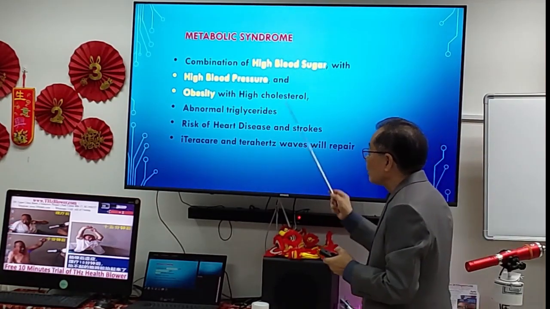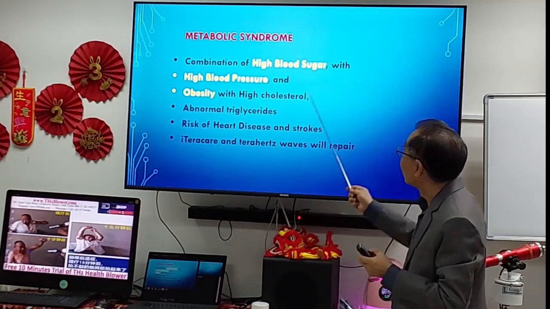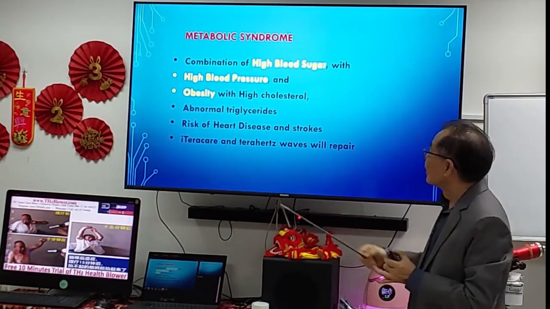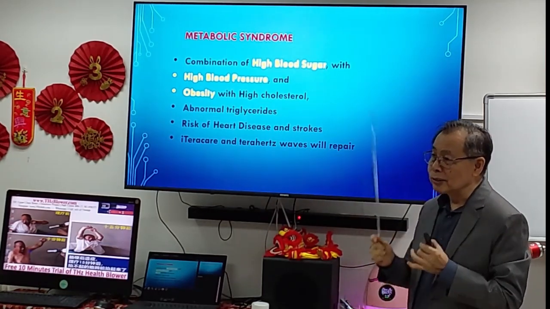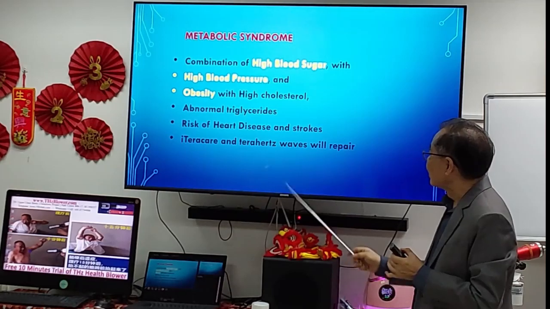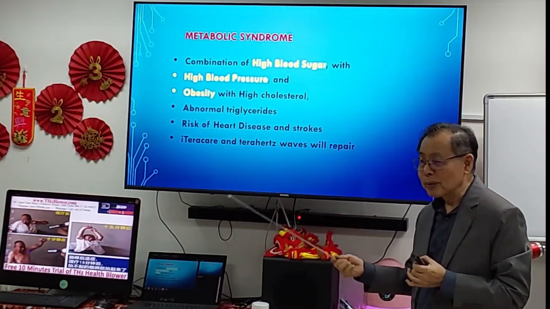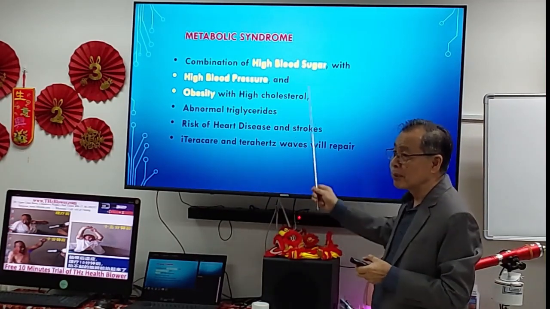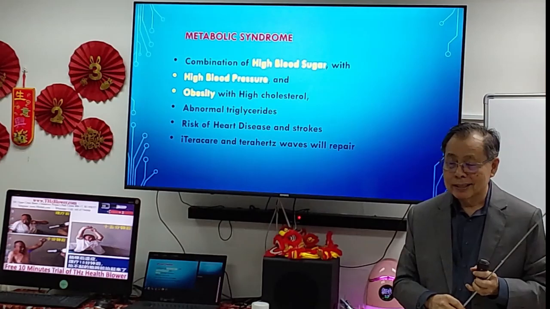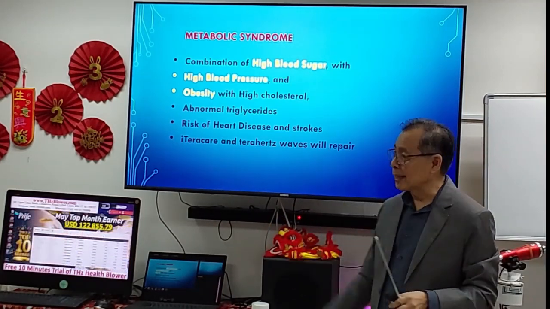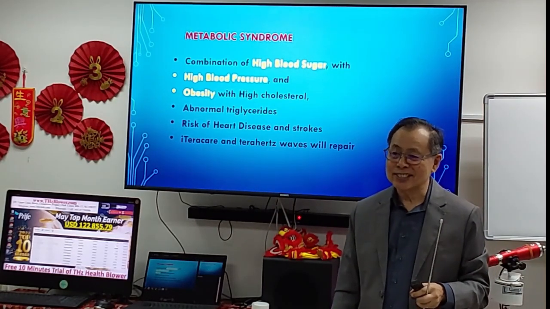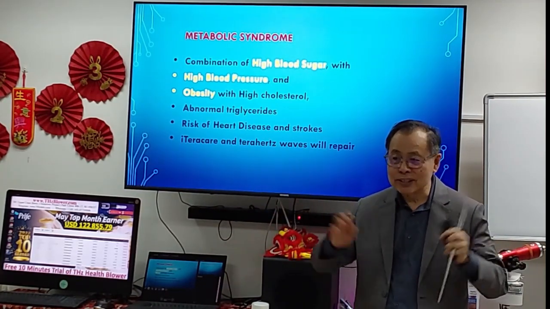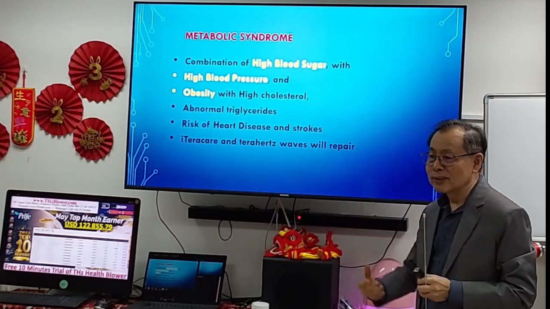So we call this metabolic syndrome. Three things you must remember: high blood sugar, high blood pressure, and obesity. Obesity always means high cholesterol. So these three things constitute a metabolic syndrome. Risk of heart disease and strokes. And I think that's where your THz waves can help, you know. And metabolic syndrome is very important because if we can control the metabolic syndrome. If you see a person who is obese and has high blood pressure and diabetes, my goodness, you need a lot of lifestyle changes. You can forget about eating good food every day. Excessive amount of food that raises your blood sugar, you're going to make it worse. You need to get things under control and you really need medication.